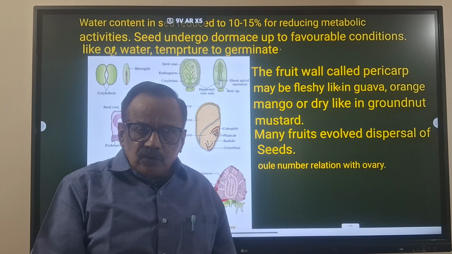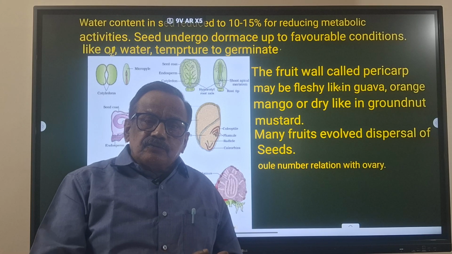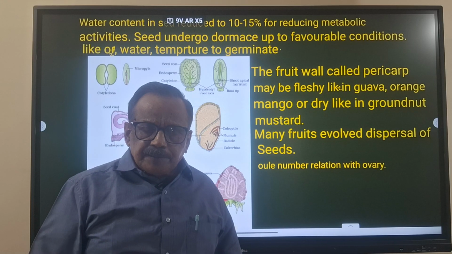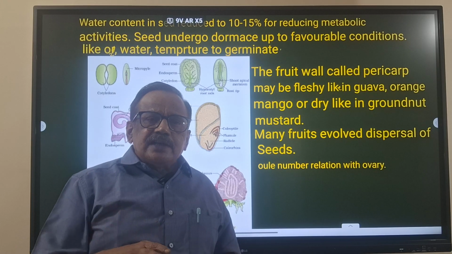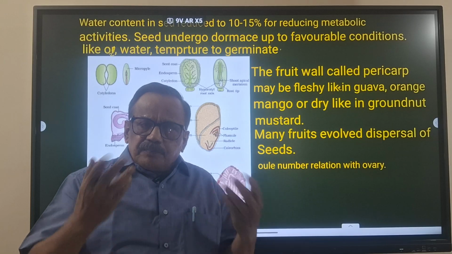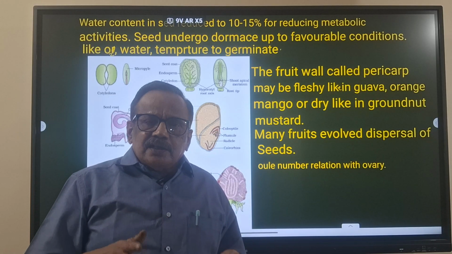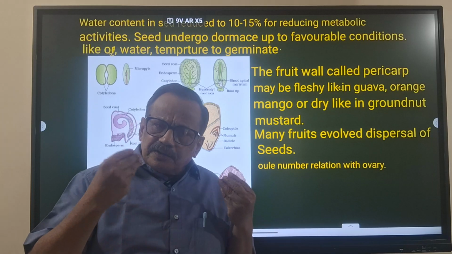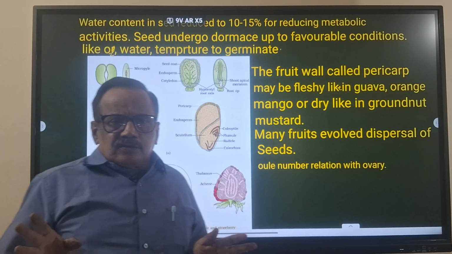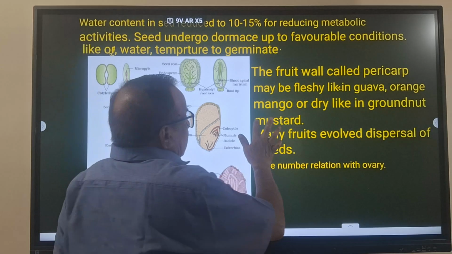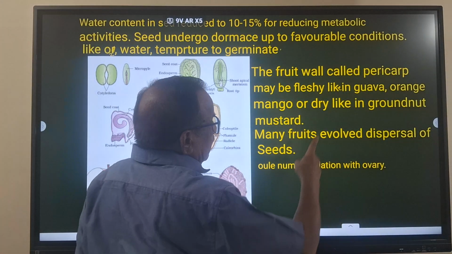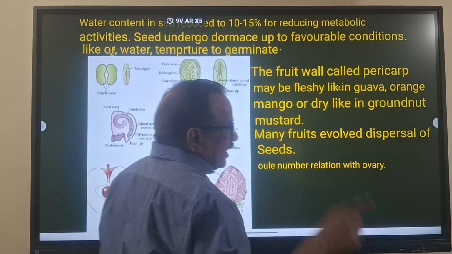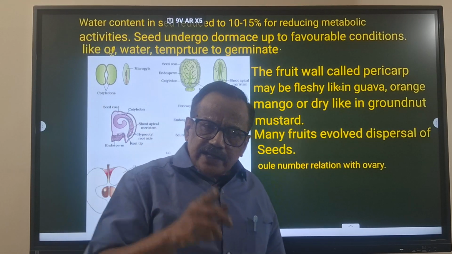It is a true fruit. Generally, the majority of plants form true fruits only. At that time, after fertilization, whatever other floral parts are there will decompose and fall off. Here these are dry fruits, like groundnut and mustard. If it is dry, like the mango, the pericarp is dry.